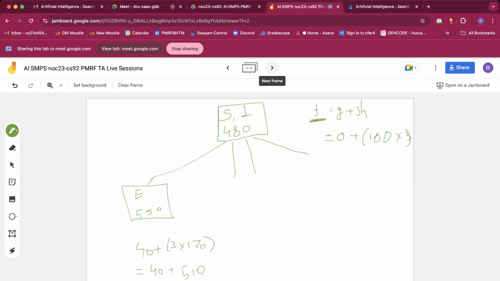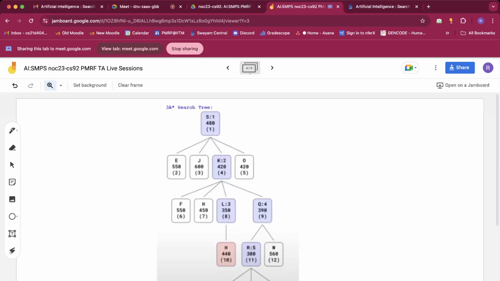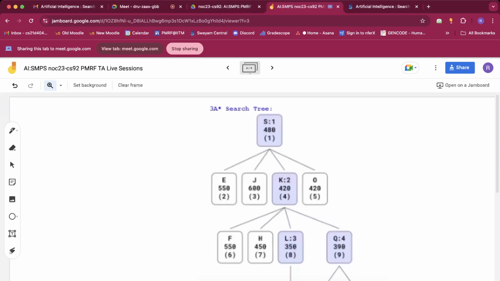I have the search tree already prepared, so let me shift to that. Let me zoom in for your ease. This is where we are at right now. We explored S. We have 4 children of S, which are E, J, K and O, and out of all of these the most promising looking are K and O. Both of them have F value 420, but we will break the tie using alphabetical order. K is alphabetically before O, so we will next explore K.